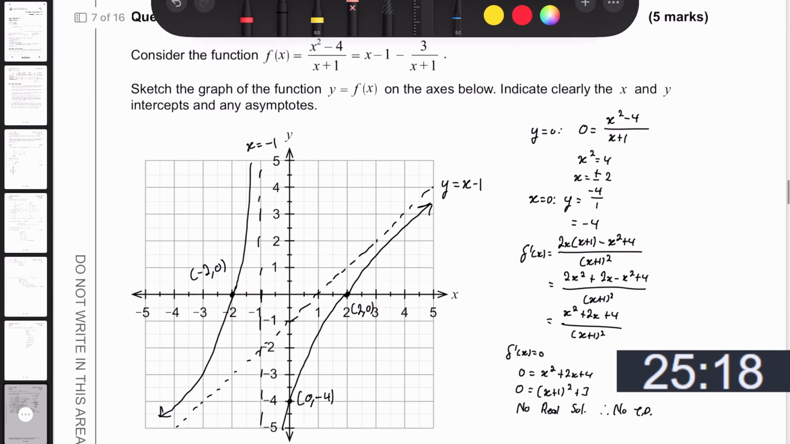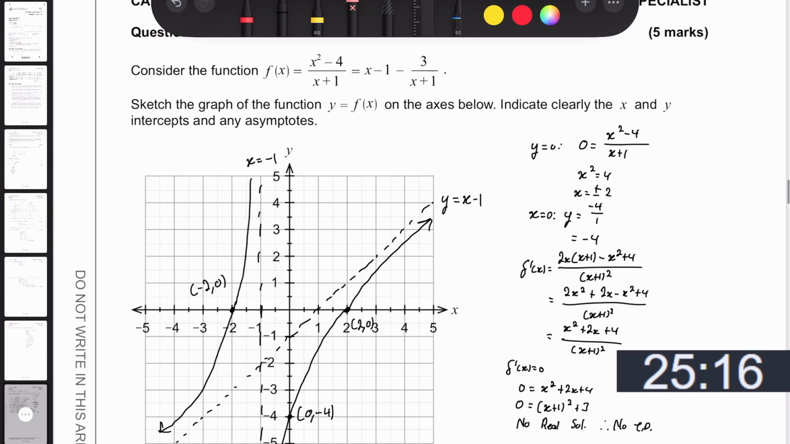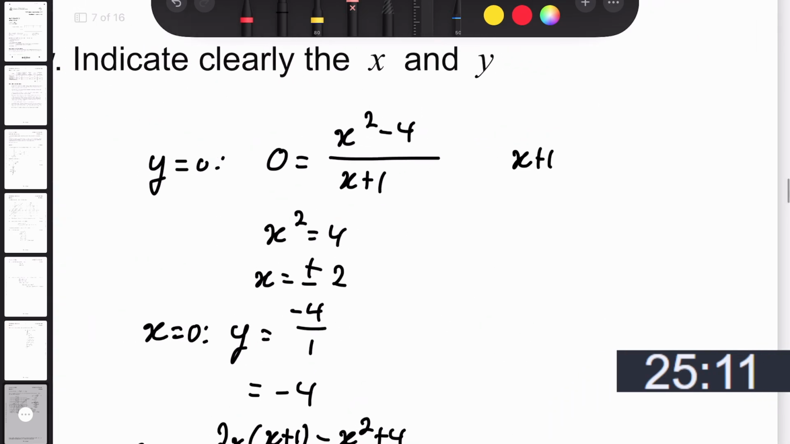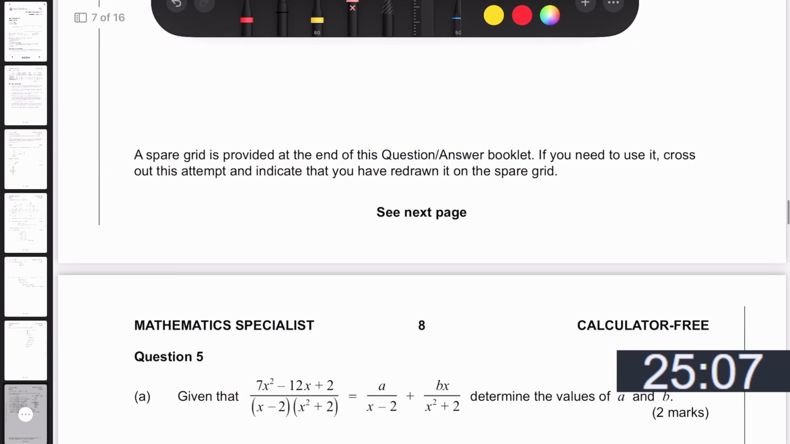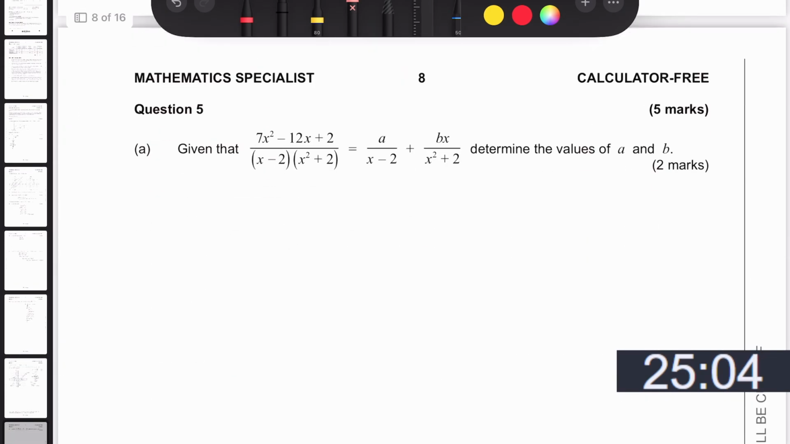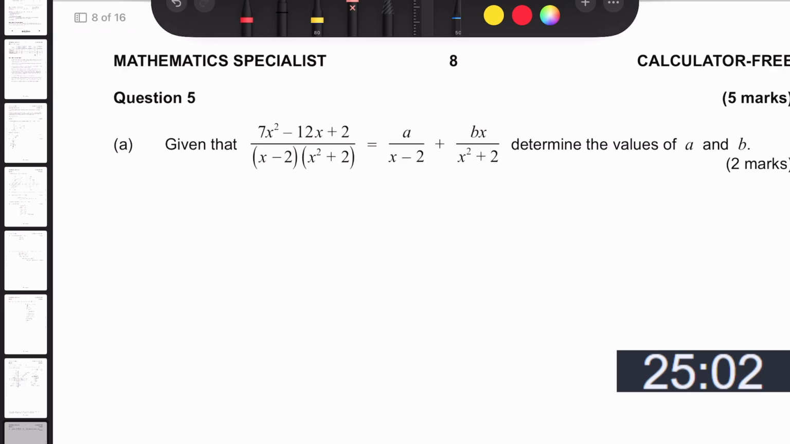No real solution, therefore no turning points. Okay. And then x plus 1 equals 0. X cannot equal negative 1. Nice. 8. Given all of that, determine the values of a and b.